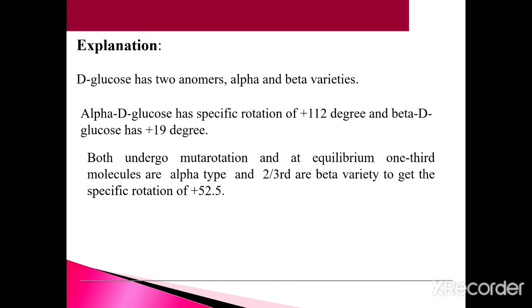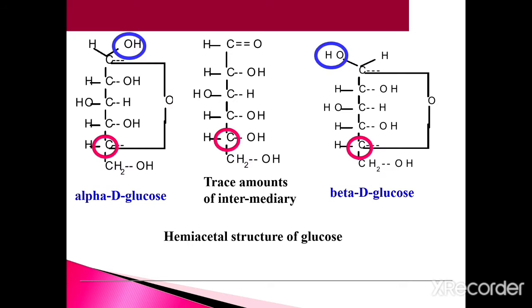As we already discussed, D-glucose has two anomers, which are the alpha and beta varieties. Alpha D-glucose has a specific rotation of 112 degrees, and beta D-glucose has 19 degrees. Both the alpha and beta forms undergo mutarotation, and at equilibrium 1/3 of the molecules are alpha type and 2/3 are beta variety, to get a specific rotation of 52.5. So these are the two anomers of glucose, alpha D-glucose and beta D-glucose.